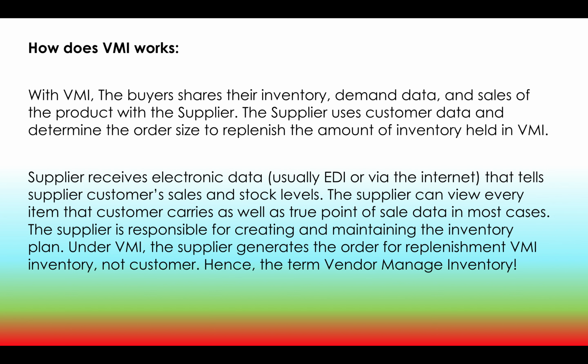Usually the customer uses EDI or some other internet or file communication channel, but preferably they use EDI. Using EDI, the customer sends all the information to the supplier. The supplier can view every item that the customer carries as well as true point of sale data in most cases. The supplier is responsible for creating and maintaining the inventory plan. The supplier takes the customer inventory data, and then creates and maintains the inventory plan.